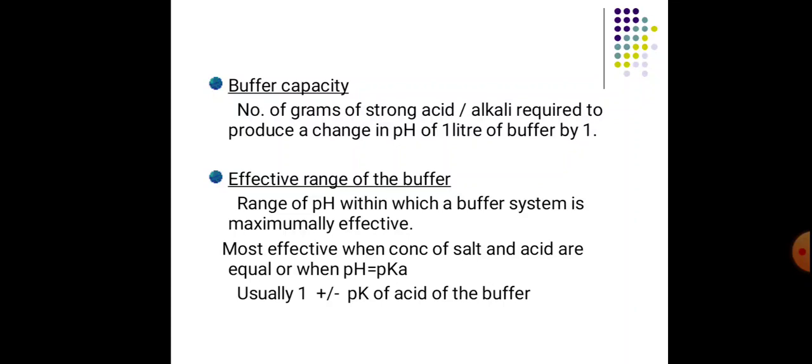Okay, so just remember what is buffering capacity and effective range of the buffer. Buffering capacity is the number of grams of strong acid or alkali that produces a change in pH of 1 liter of the buffer by 1. And effective range of the buffer is the pH range within which the buffer system is maximally effective. The buffer system is maximally effective when the concentration of salt and acid are equal, that is when pH is equal to pKa. The pH range usually varies 1 unit plus or minus of pKa.